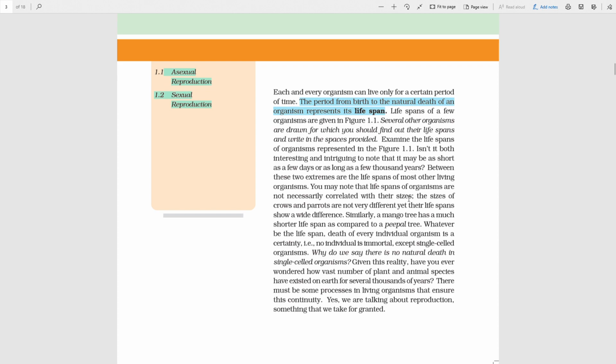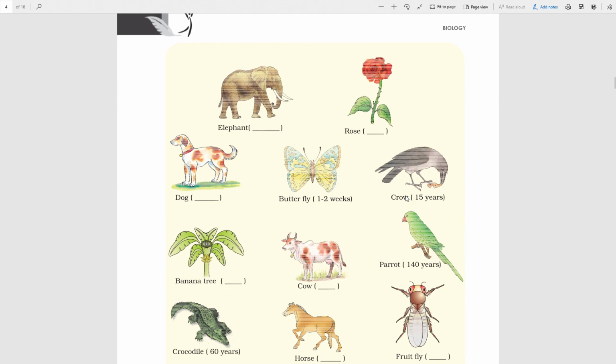So we'll look at some organisms given on the next page, and you will see varying differences in their lifespan. Also, lifespans are not dependent upon size. You will see that the sizes of the crows and parrots are not very different, but their lifespans have huge differences. So let's see. Here we have the elephant first. Elephants' approximate lifespan is 48 years. Okay, you can note it down. Next we have the rose plant.